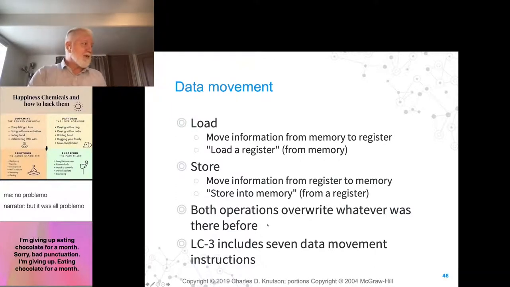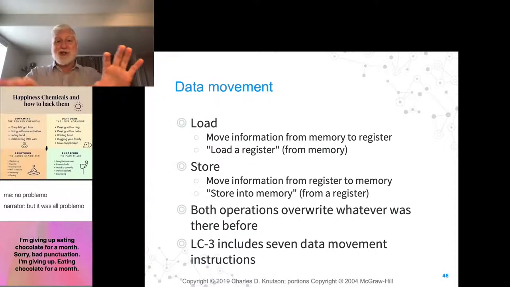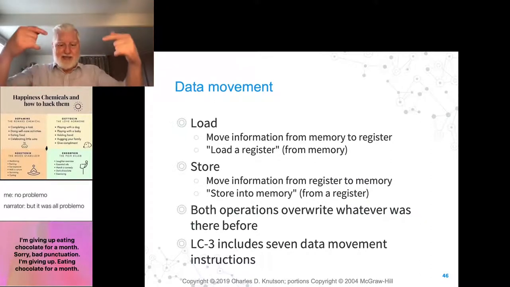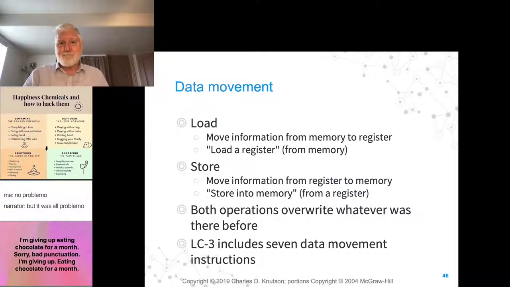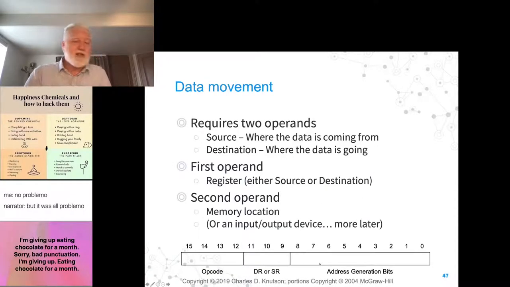This is also really important: whether you're loading or storing, when you move a value, number one, wherever it came from still has it. Wherever it goes to, whatever had been there is toasted. Anything I'm writing to in the computer is overwritten, and anything I read from remains, unless I go back and overwrite it with something like all zeros. Okay, there are seven data movement instructions.